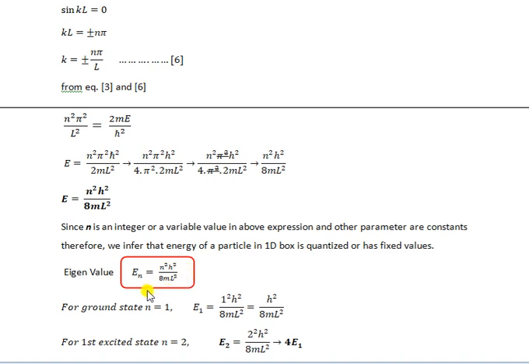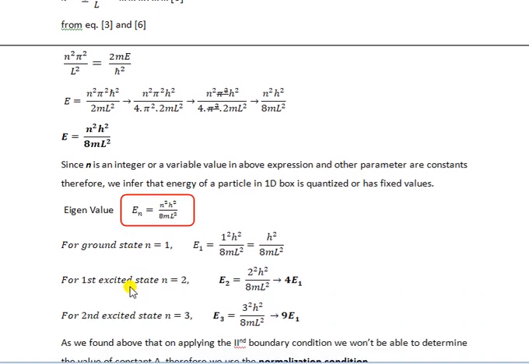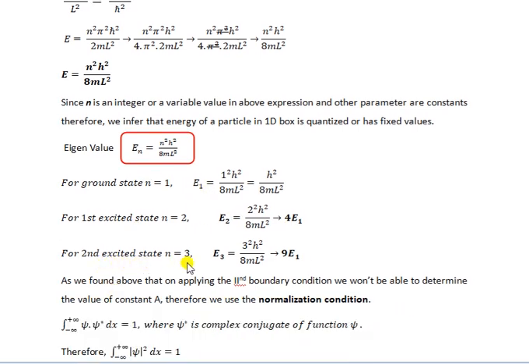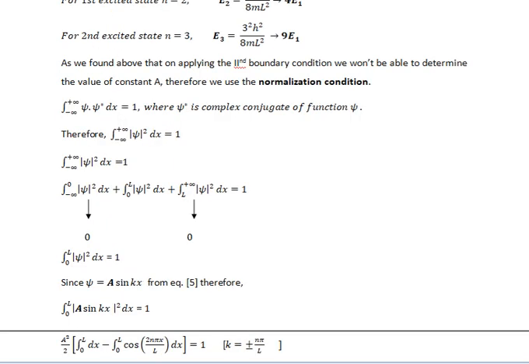From this expression, we can calculate the eigenvalue for different levels. For ground state, n equal to 1, so E1 equal to h square upon 8mL square. For the first excited state, n equal to 2, so E2 becomes 4h square upon 8mL square, which is 4 times E1. For the second excited state, n equal to 3, so E3 equal to 3 square h square upon 8mL square, which is equal to 9 E1, and so on.